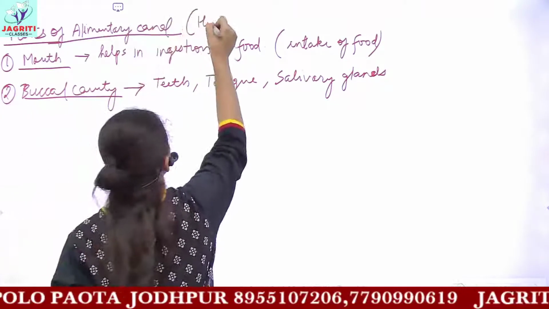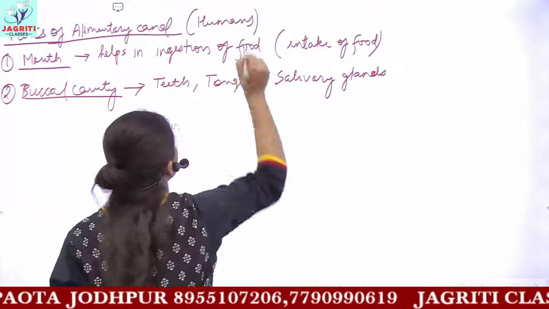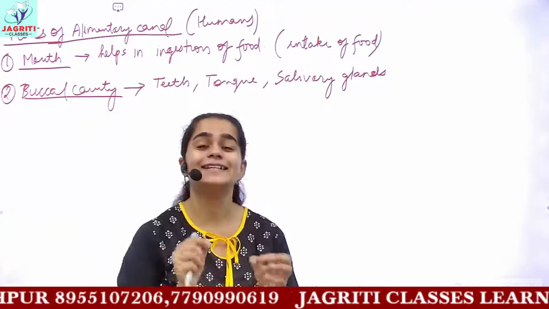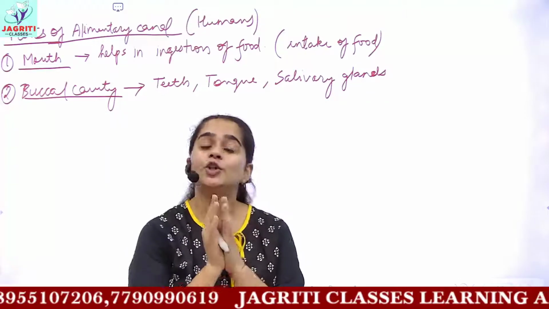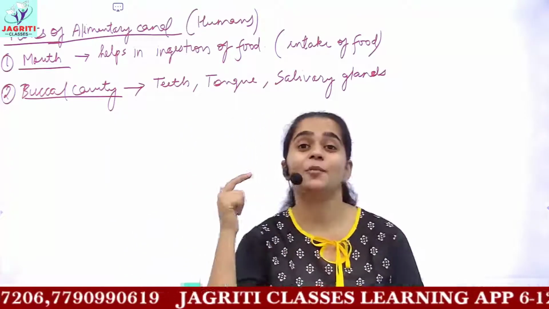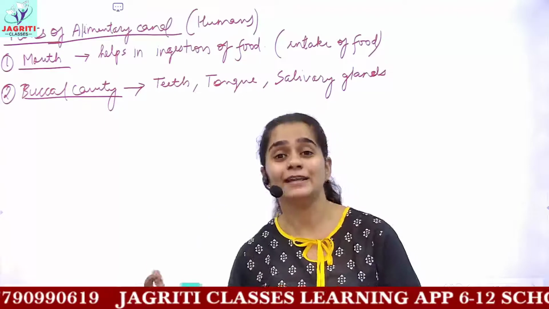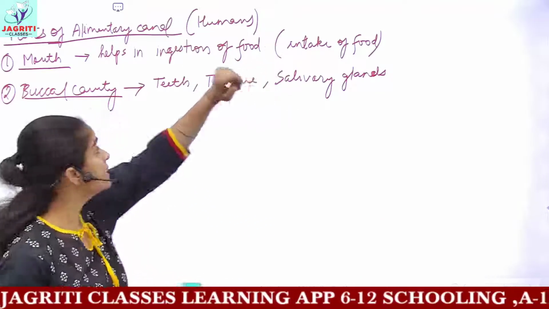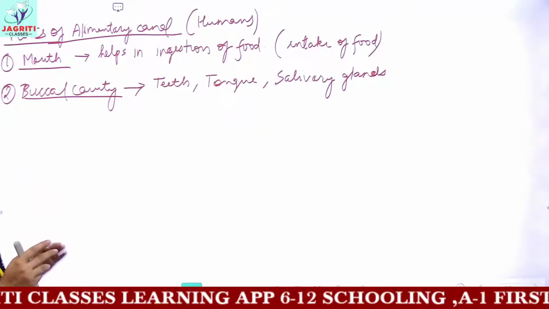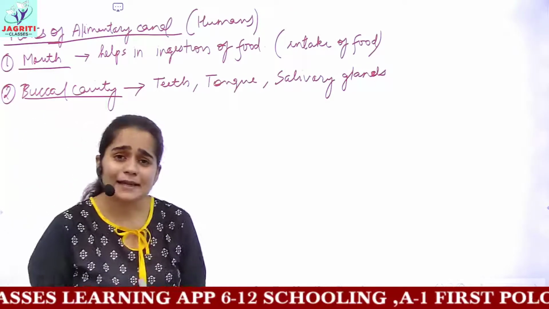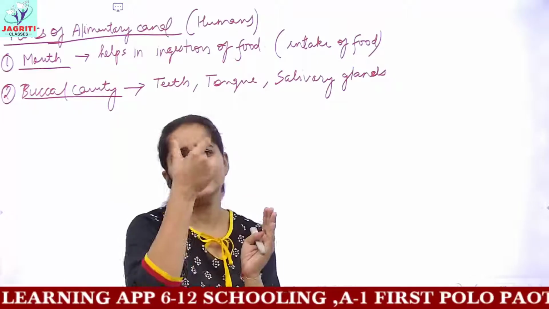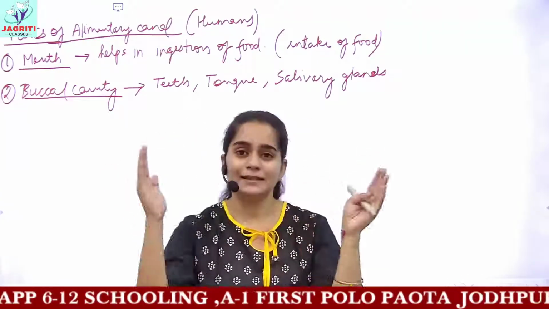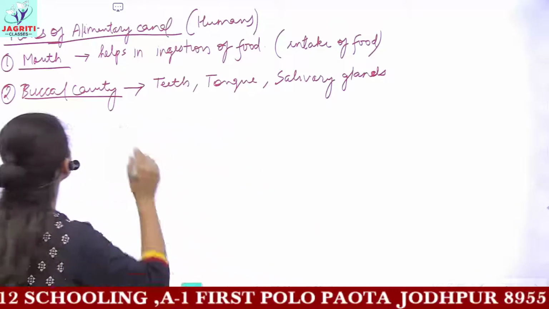and particularly about humans. Alimentary canal is a digestive tract or a tube-like structure which starts from your mouth and ends at the anus. So this is your alimentary canal in humans, and these are the different parts present in it. Somewhere the alimentary canal is very thin and somewhere it widens up or becomes very thick in shape. So first one was your mouth.